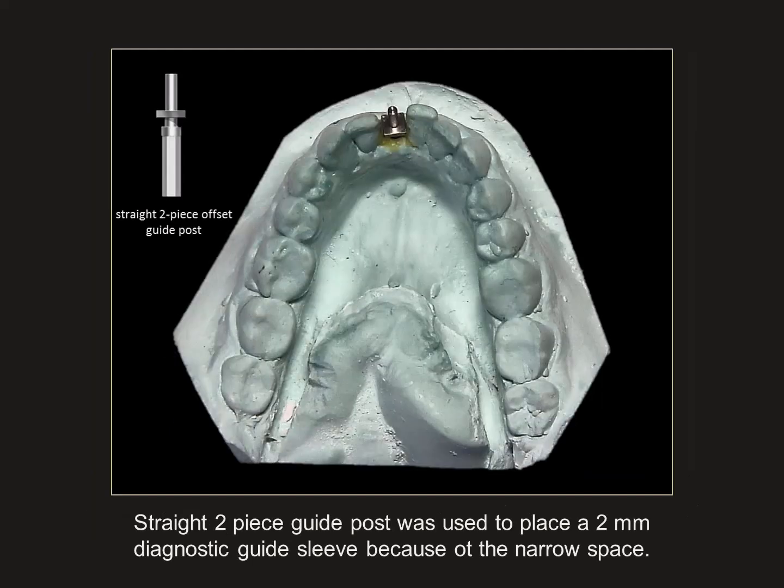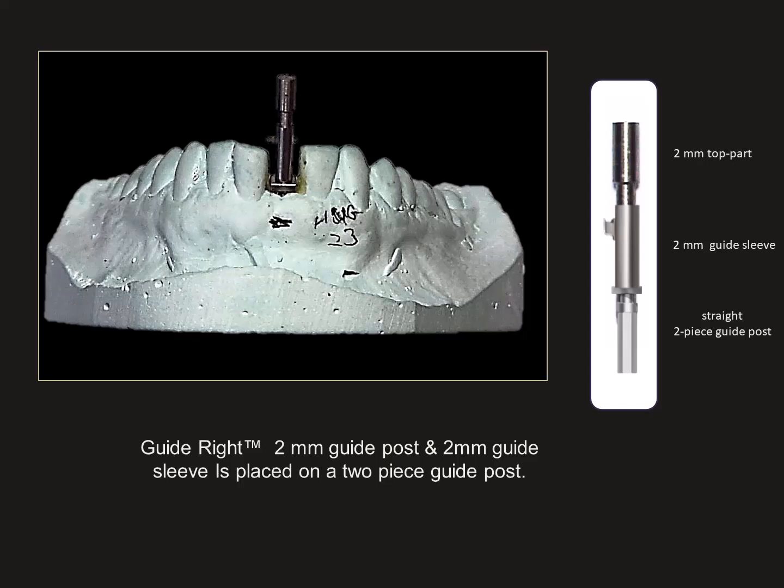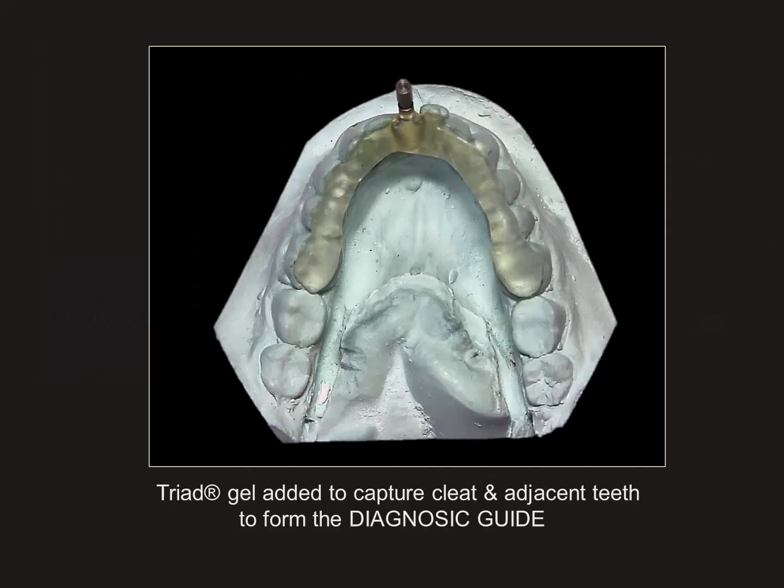A straight 2-piece guidepost was used to place a 2 mm diagnostic guide because of the narrow space involved. This is a frontal view of the cast illustrating the use of the 2 mm guidepost and 2 mm diagnostic guide sleeve. After the cast is lubricated with petroleum jelly, Triad gel is used to capture the cleat and the adjacent teeth to form the diagnostic guide.